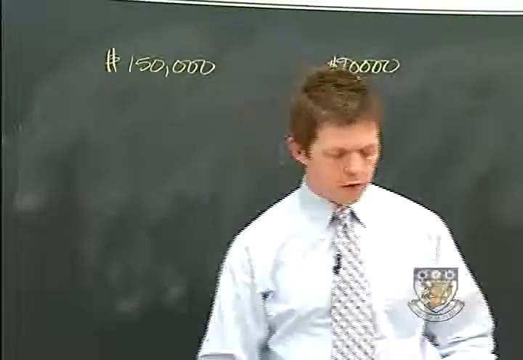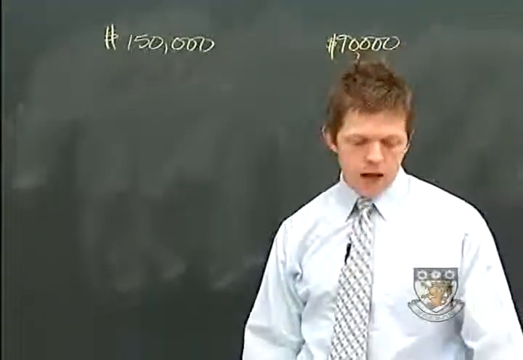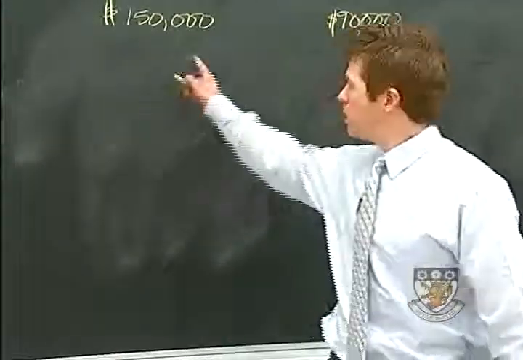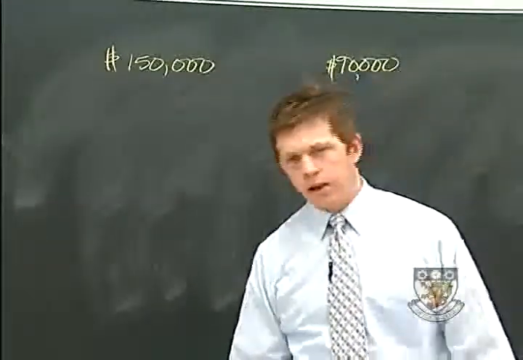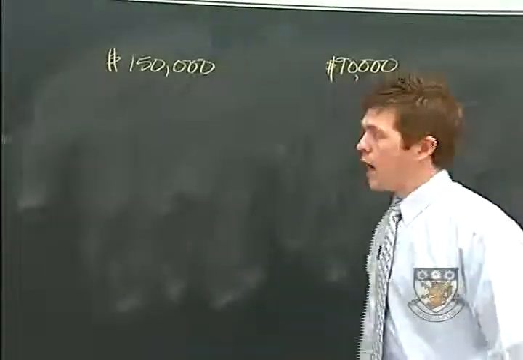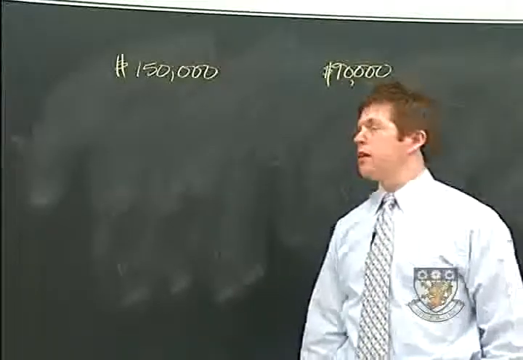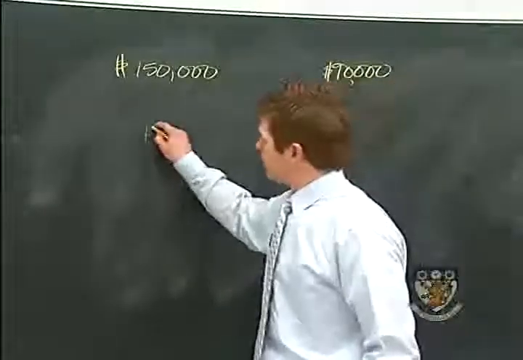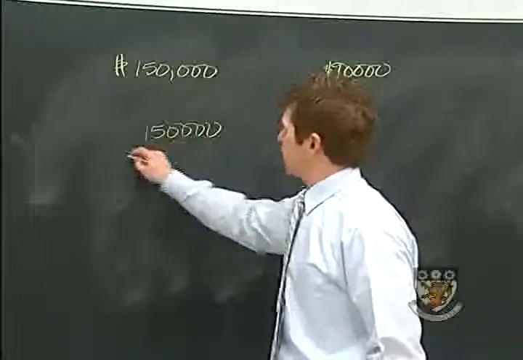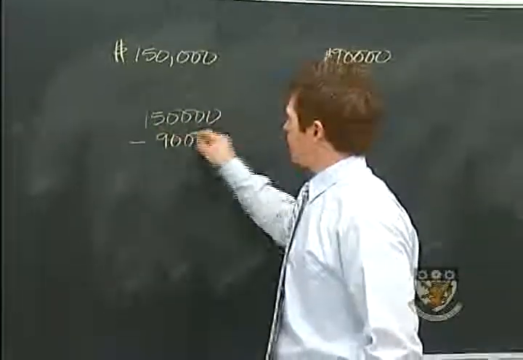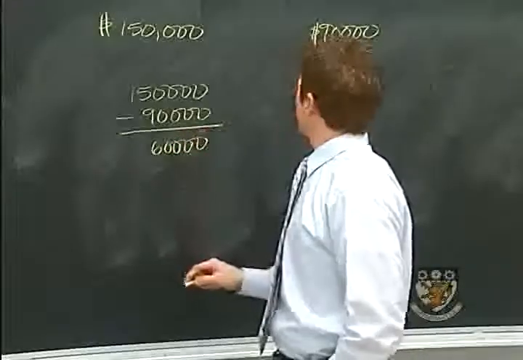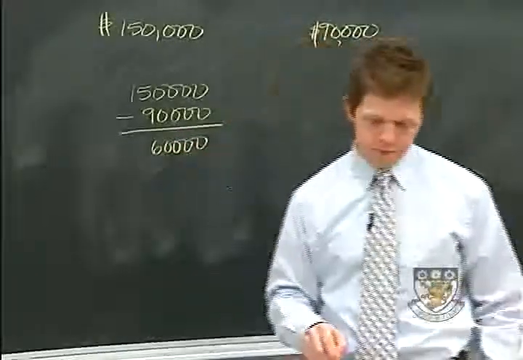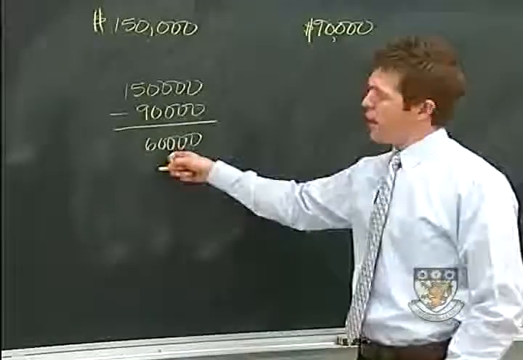Here's the question, how it reads, and then we'll go over it. The value of a condo fell from $150,000 to $90,000. By what percentage did it drop? Now the clue words are fell and drop. That means that we're looking at how much did it decrease. So how we find that is take $150,000, subtract $90,000, and you end up with $60,000.